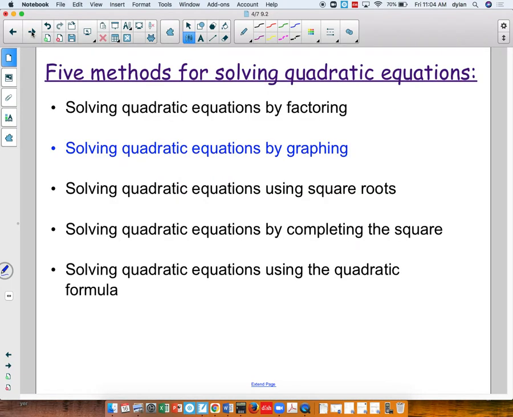All right, so just to recap, there's 5 methods for solving quadratic equations. We spent most, if not all of chapter 7 solving quadratic equations by factoring. That was one method. In this chapter, we're going to learn the other 4. And in 9.2, we're going to focus on solving quadratic equations by graphing. So just to give you a sense of where we're headed, you can see all 5 solving techniques here.